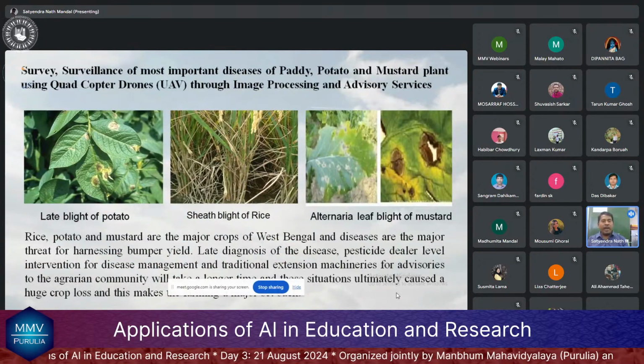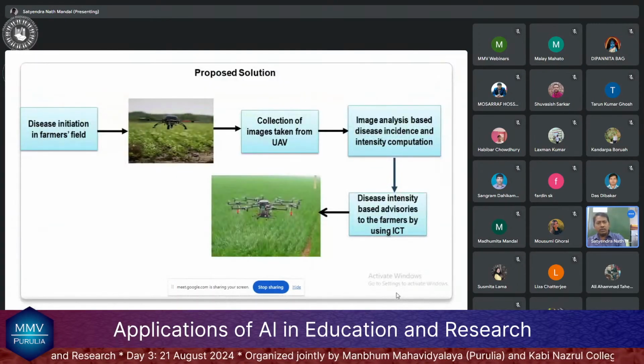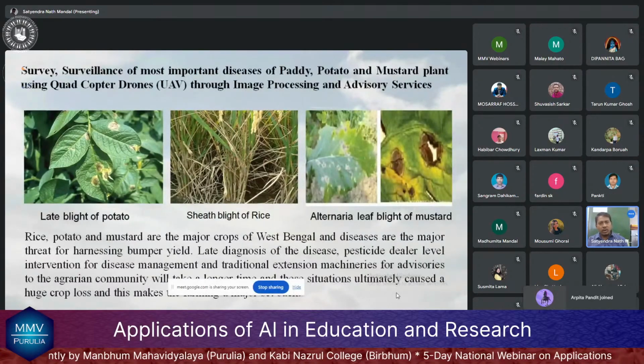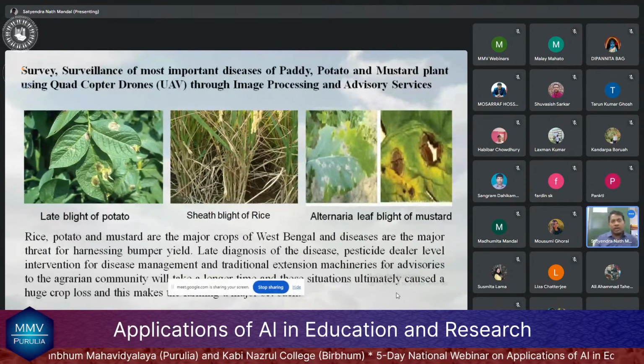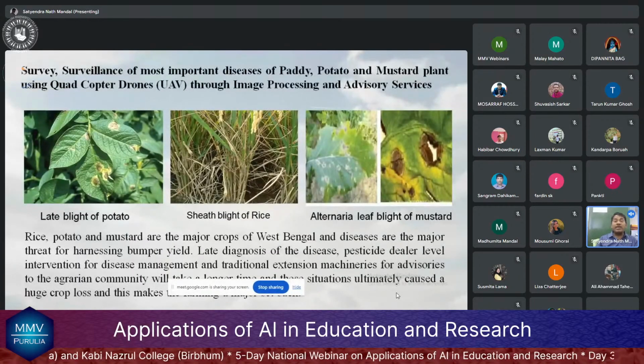my first work was on surveillance of the most important disease of the mustard plant using a quadcopter drone and image processing. There are deadly diseases, like late blight in potato, sheath blight in rice, and alternaria leaf blight in mustard. They ruin the field within a week.